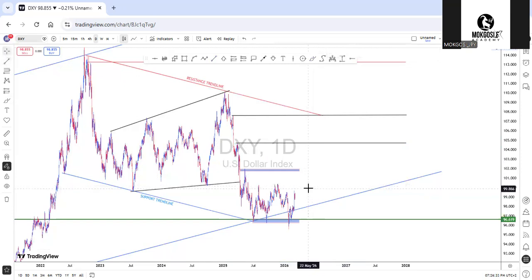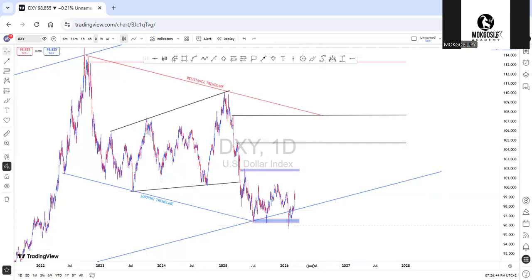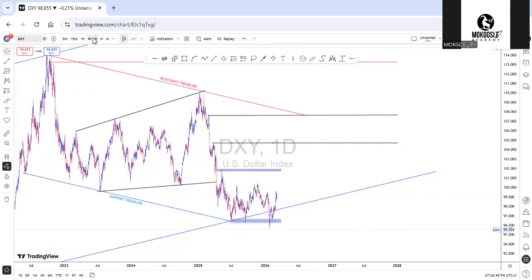Let's move to another time frame, which is our H4 time frame. Remember, the H4 time frame is mainly used for continuation patterns or reversal patterns. Let's see, is it true or not? Let's see.